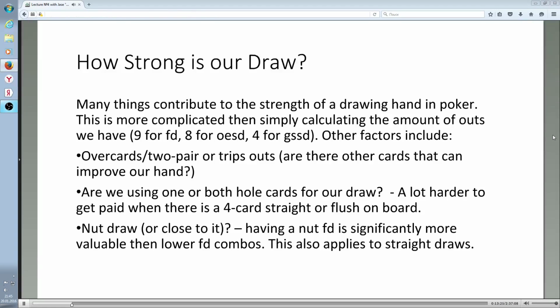And of course, this also applies to straight draws. Obviously it's better to have the nut straight than, say, a bottom end straight. So I think that stuff's all pretty obvious, but they all factor into determining how strong of a draw we have and how we're going to play that draw.